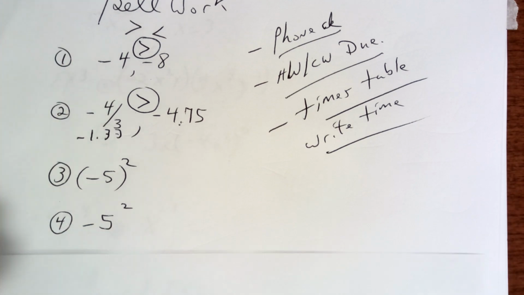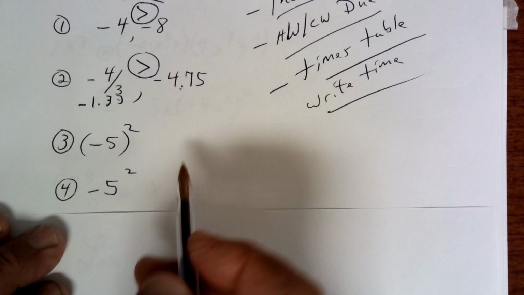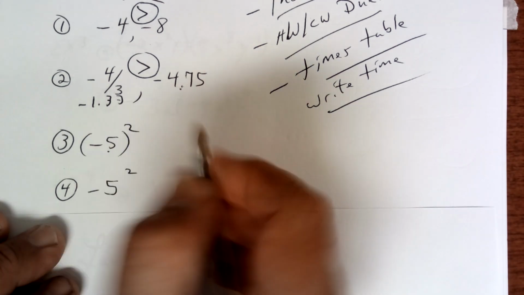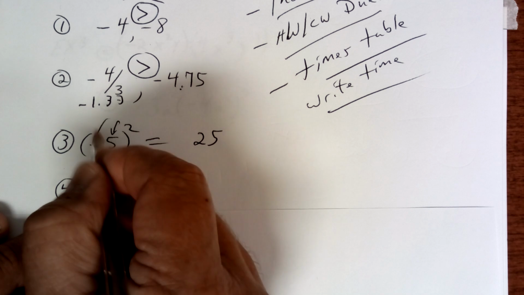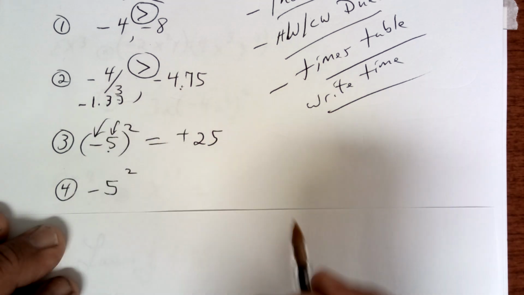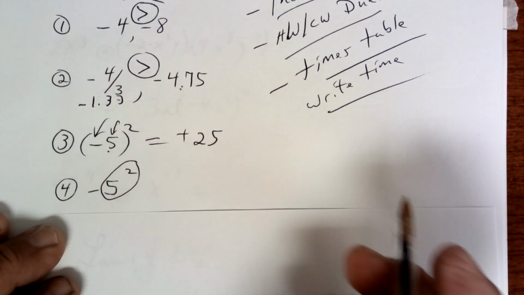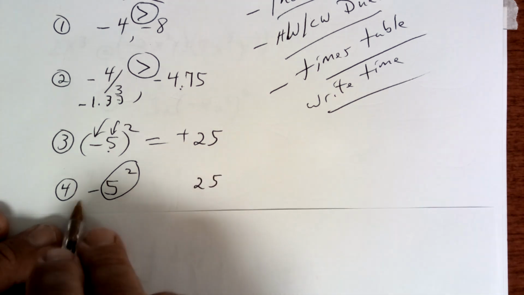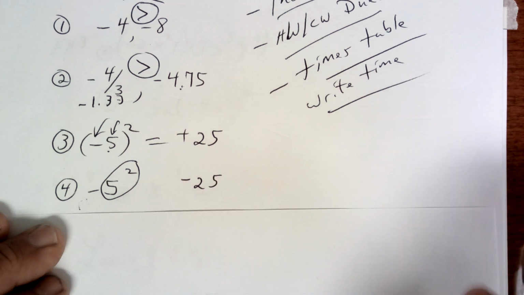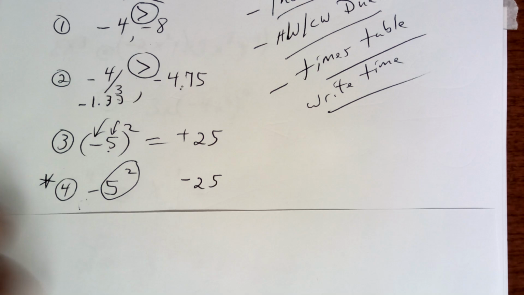Now, this is kind of tricky here. Here, the 5 is squared, and the negative is squared. Negative times a negative is a positive. Here, only the 5 is squared. So it's going to be 25, but this one is not squared because there's no parentheses. So it's a negative 25. Put a star by that one. A lot of kids miss that one.